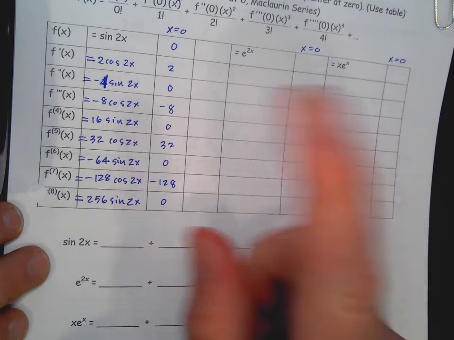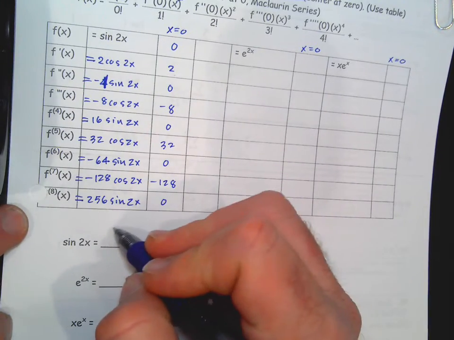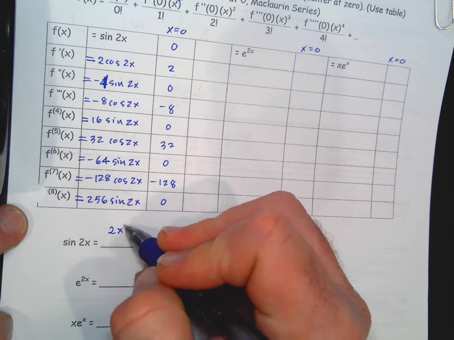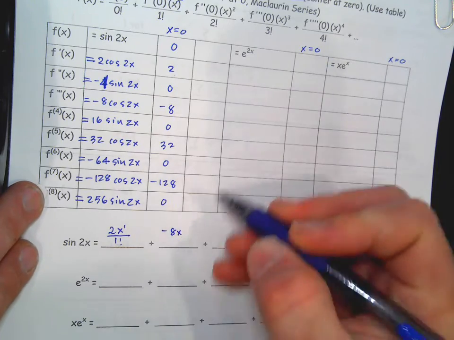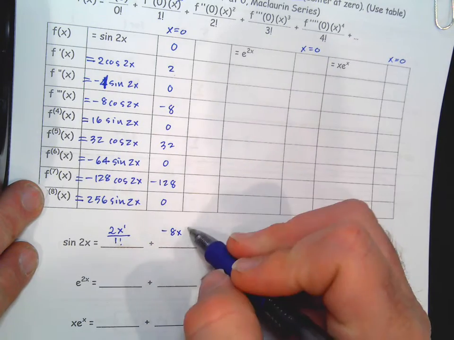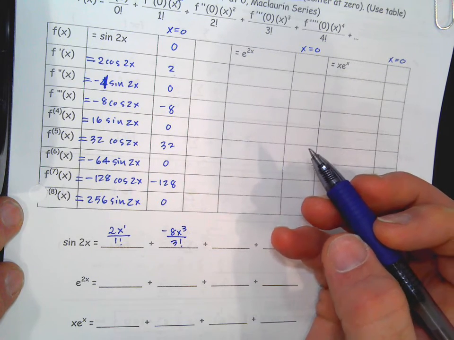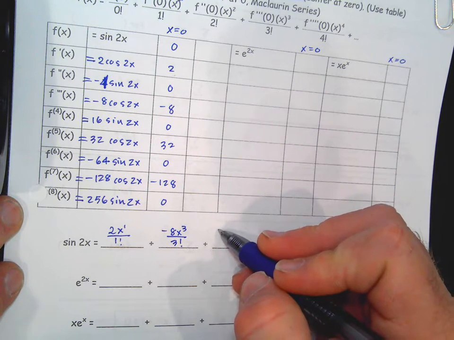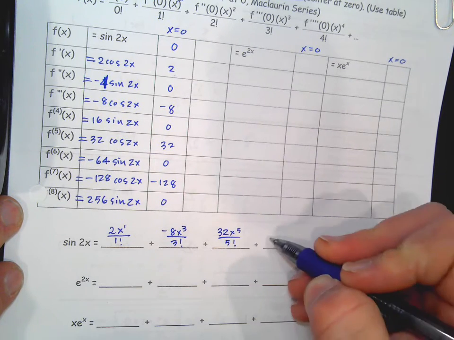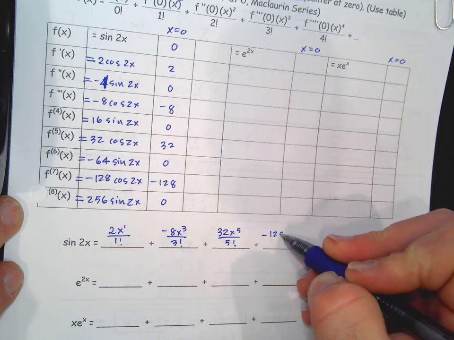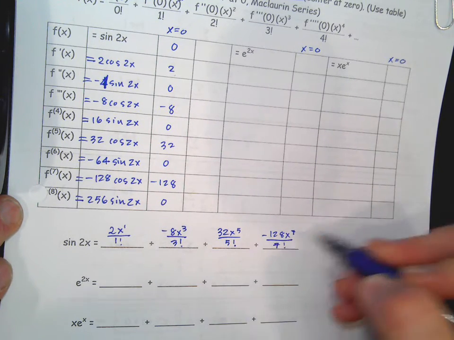So we skip the 0 terms, but remember that they go with that derivative. So the first term is going to be 2x to the first power over 1 factorial. The next term is going to be -8x, not x squared, x cubed over 3 factorial. The square term had a 0 coefficient, so it's gone. Then 32x to the 5th over 5 factorial, and then -128x to the 7th over 7 factorial.